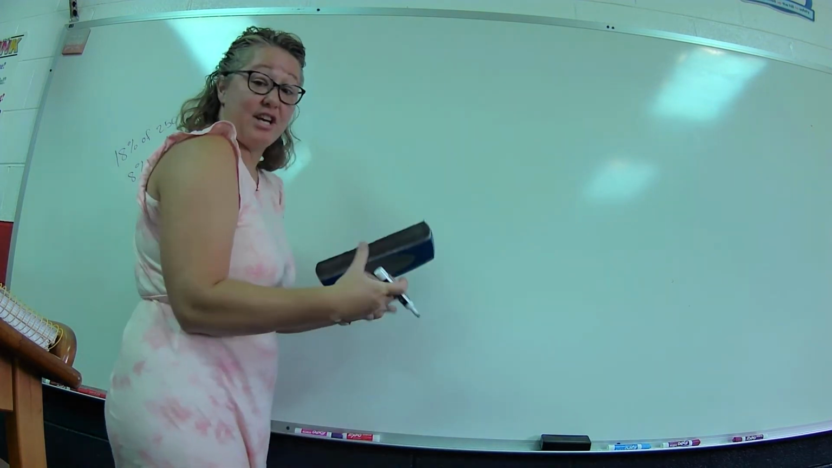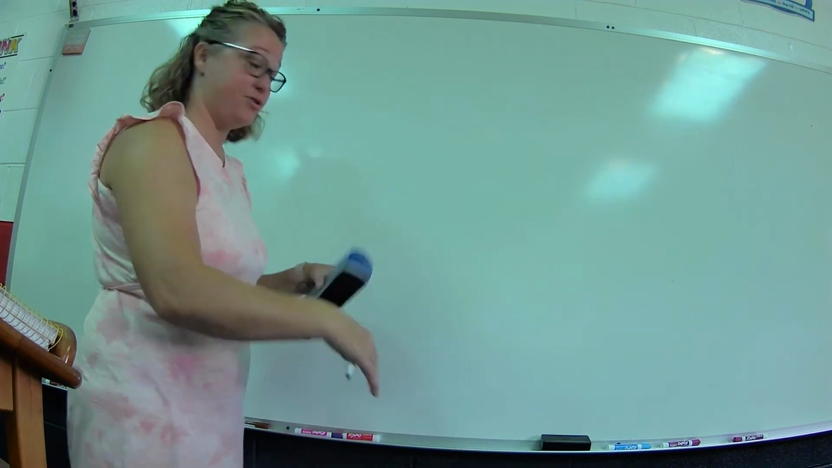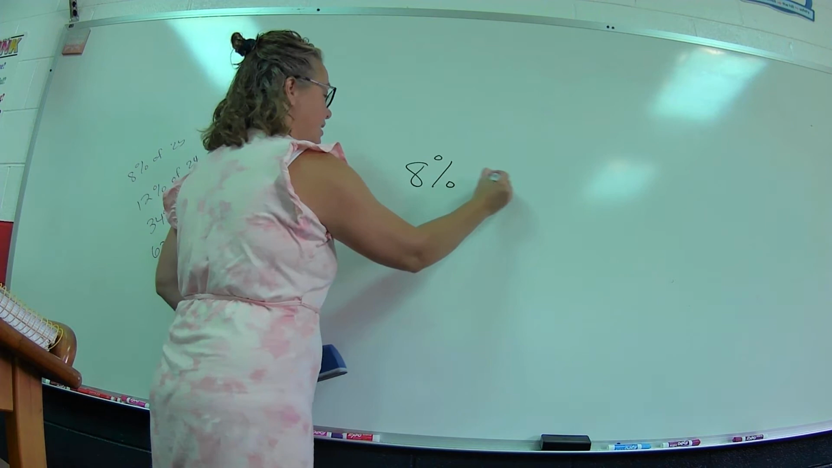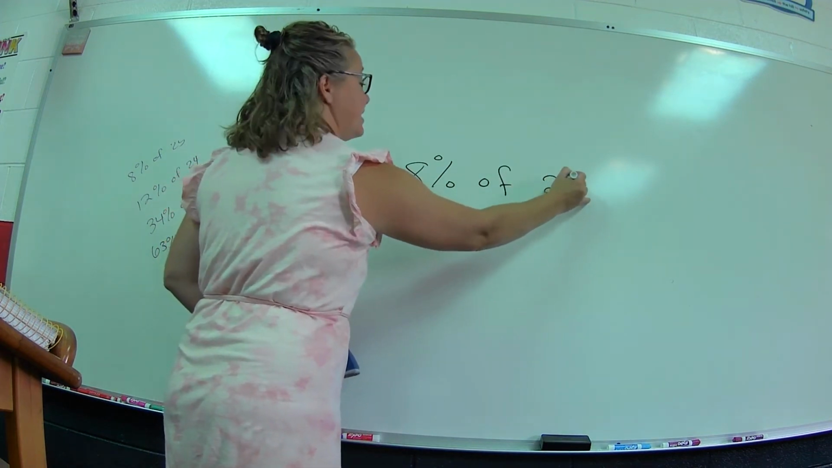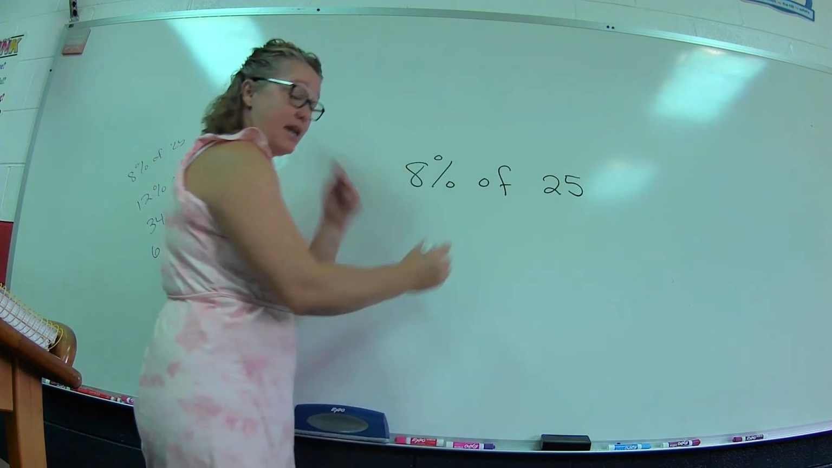Notice I didn't just come to an answer. I took step 1, step 2, step 3, and so on. All right, let's do 8% of 25. All right, so what do we do first? Well, what does the "of" mean?